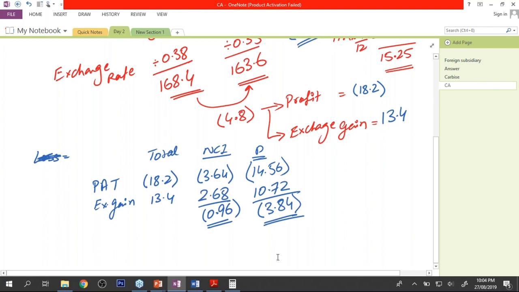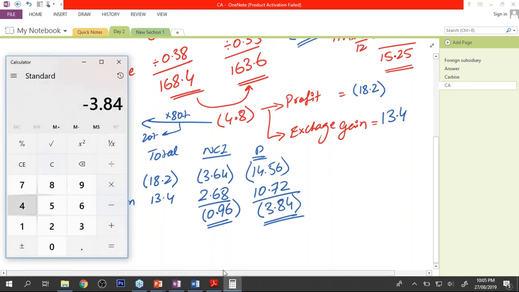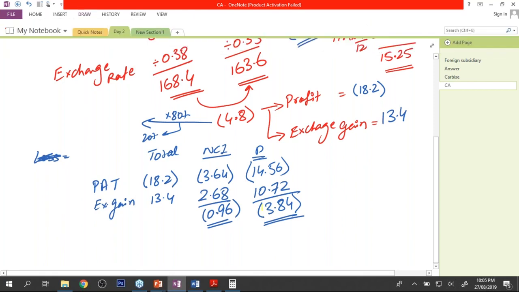So this is the total. Ashita is saying, sir, don't we take 4.8 share also in parent NCI? Basically, Ashita, if you take the share in 4.8, 80% and 20%, it will be the same as these ones. Let me show you. 4.8 into 80% is going to be 3.84. This is the 3.84 that we have used over here.